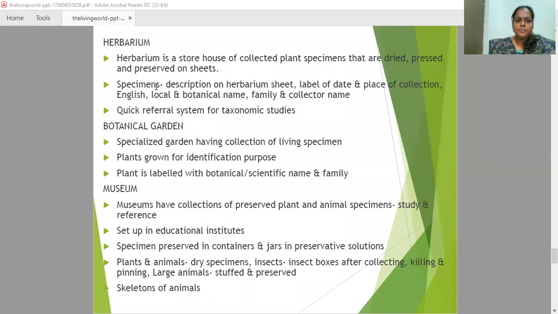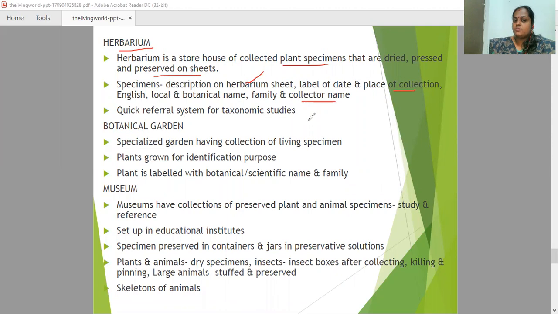We'll study one by one. Okay, first we'll move on with the herbarium. Herbarium is a storehouse of collected plant species. Here we are going to collect only the plant species by collecting, drying, pressing, and preserving on the sheet. Specimens are described on the herbarium sheet with a label of date, the place from which we have collected, the local and botanical name, family name, and who collected that species, whether you or your friend collected it. All these descriptions are required for the herbarium sheet.